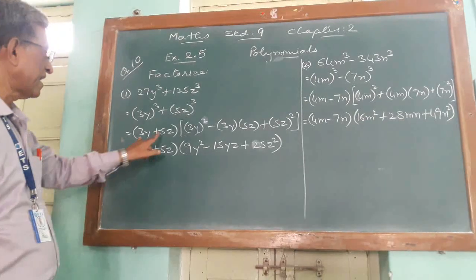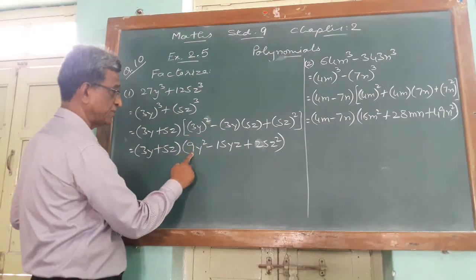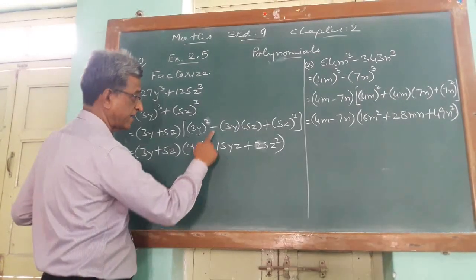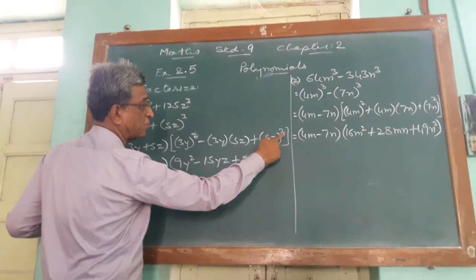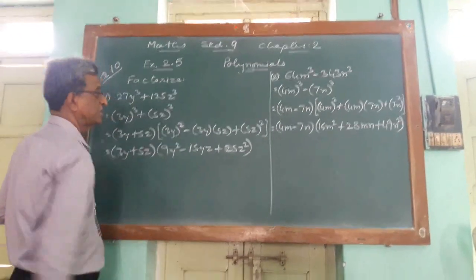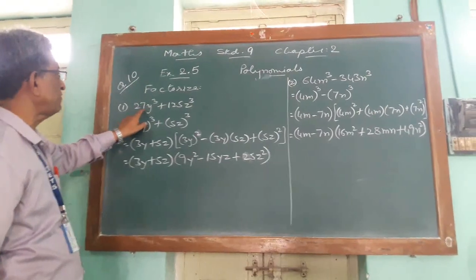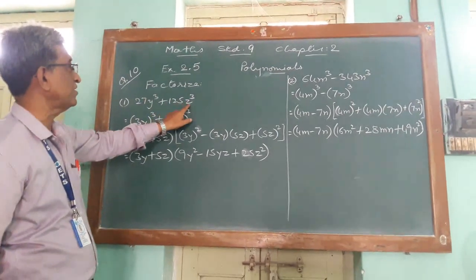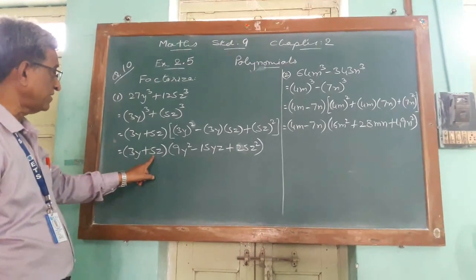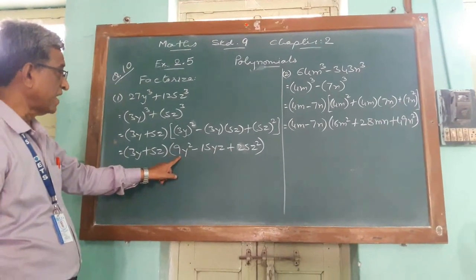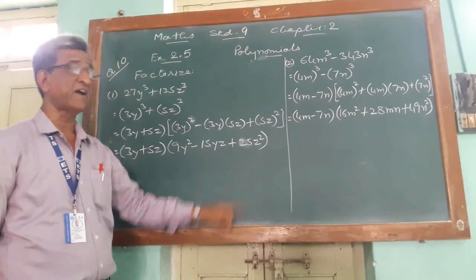Simplify. Bring down this bracket as it is. 3y square gives you 9y square, minus 3 5s are 15yz, plus 5z whole square gives you 25z square. So the factors of 27y cube plus 125z cube are 3y plus 5z into another bracket 9y square minus 15yz plus 25z square.